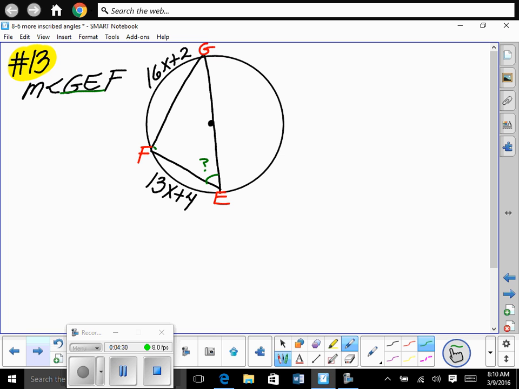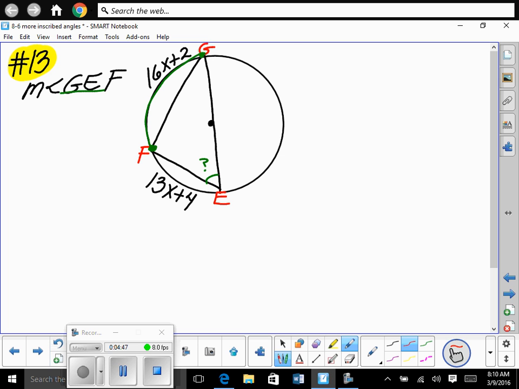That's an inscribed angle opening up on this arc. But do we know what the arc is? No, because we don't know what x is. So we've got to first solve for x by setting up a true statement. What do we see here? A half circle. So wouldn't it be true to say this plus this equals 180? We're all good with that.